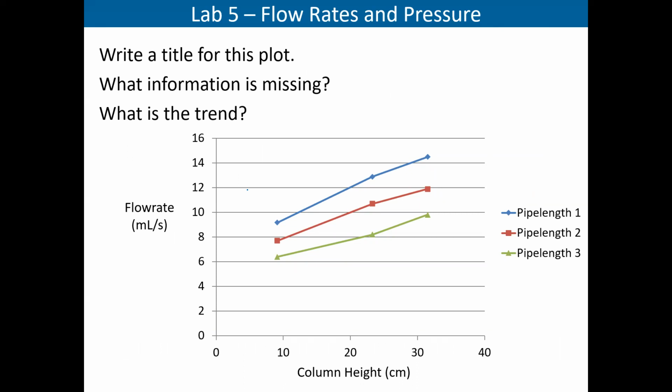In lab 5, you had some plots, and some things that I might ask you are maybe writing a title for the plot, or asking what kind of information is missing on a plot, or what is going on here. If I take a look at this particular plot, it's telling me two things in terms of the trends. This trend here is telling me that as my column height is increasing, so is my flow rate. But I also have the trend between the different curves. In this case, it's not giving me any information about the pipe length, but there is a trend with pipe length because we have 3 curves.